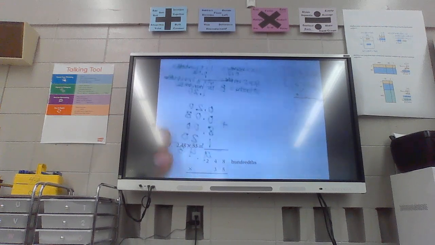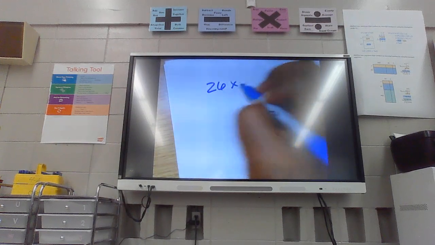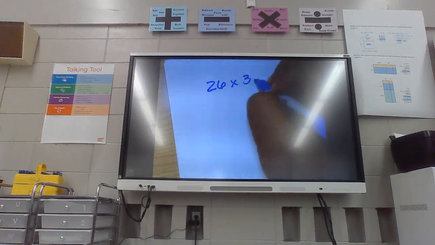Alright, so the back page of my workbook got a whole bunch of green on it, so I'm going to write it on white paper. So that first one, looking at number 5, what is that problem? It says find partial products, then add to find the product. What does that first one say? 26, 3 and 4 tenths.